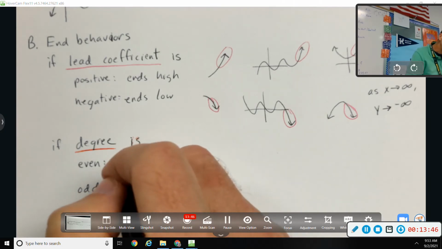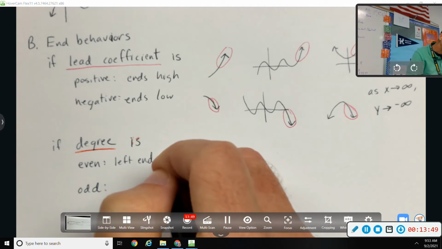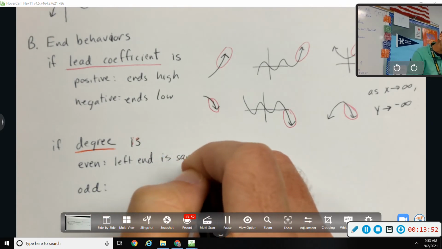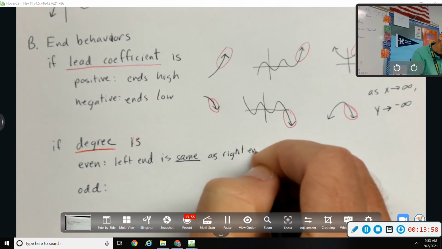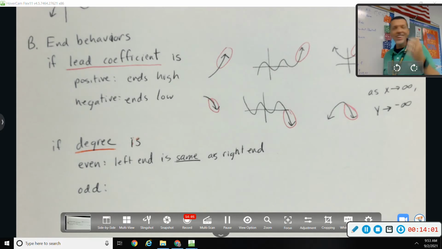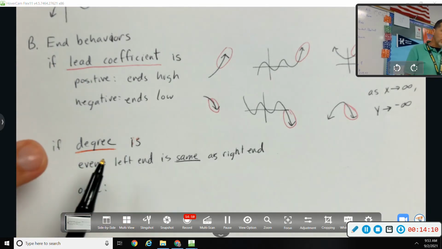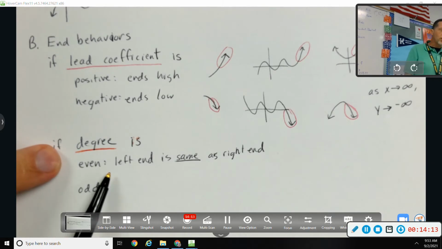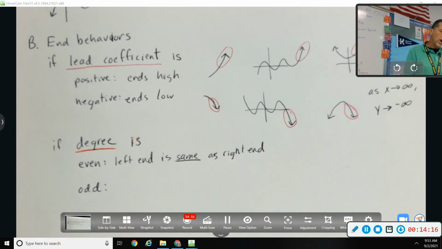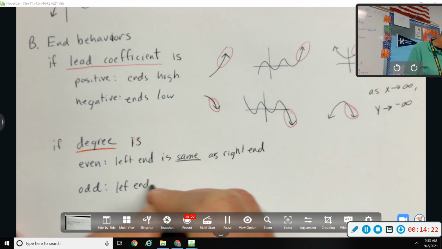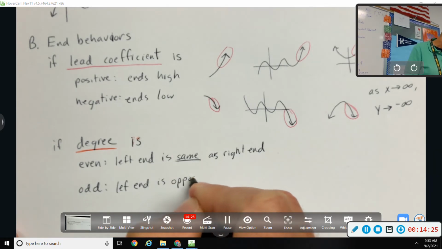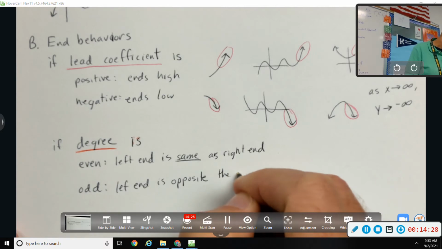So if the degree is even, left end is the same as right end. So even or odd doesn't tell you up or down, it just tells you same or opposite, which seems a little bit weird. So that's why you got to know the lead coefficient first, because degree being even or odd doesn't directly tell you up or down, it only tells you same or opposite as the right end. If the degree is odd, that means the left end is opposite the right end.